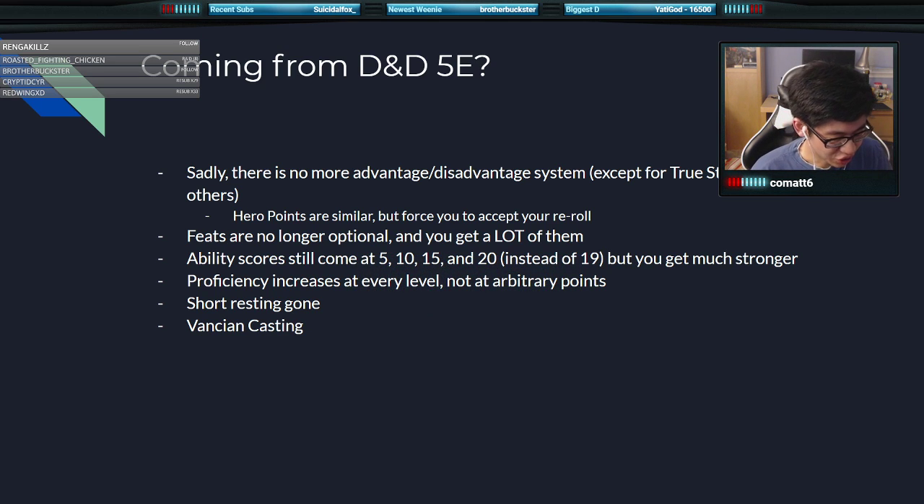So feats, you know, in Dungeons and Dragons 5th edition are either hot garbage, and I can't think of the hot garbage ones, or completely broken, which is Polearm Master.